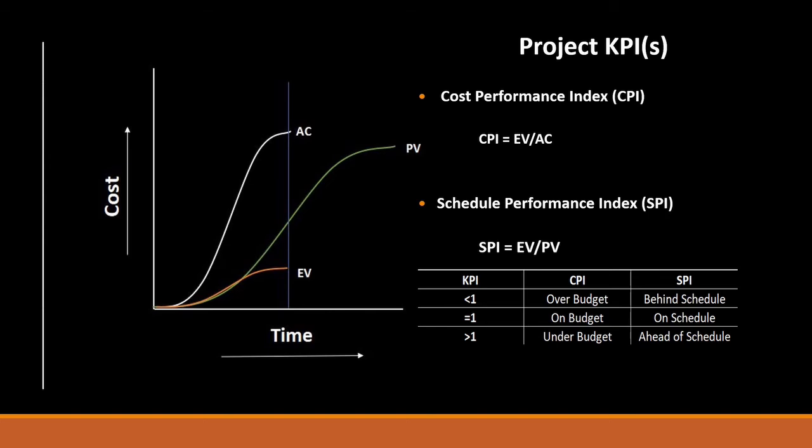In this table, you can see the relation between these KPIs and project performance. If both the KPIs, that is CPI and SPI, are less than 1, this means your project is over budget and behind schedule. If they are equal to 1, it means they are on budget and on schedule. If they are greater than 1, it means it's under budget and ahead of schedule. Let's try to understand this concept with the help of an example.